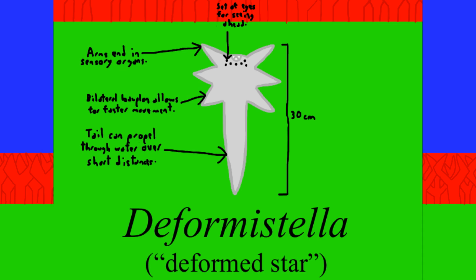This allows the deformistella to use its longest arm as a tail to propel itself through water over short distances, as well as inch about. The secondary arms of the deformistella are useful for grabbing onto surfaces and have sensitive receptors. Deformistella, due to bilateral symmetry, are able to outmaneuver Ediacaran stealth.